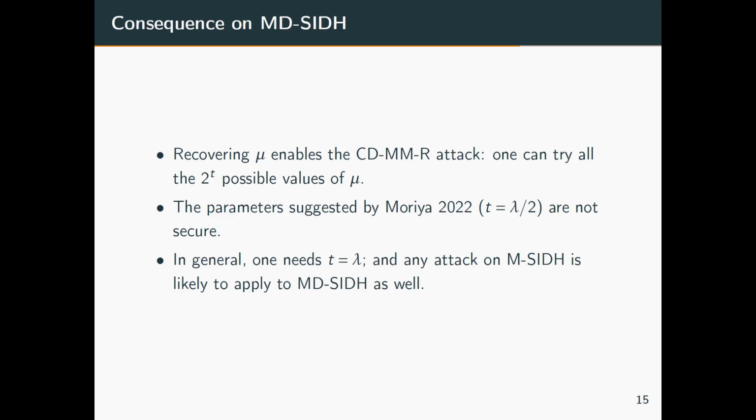And this also implies that you would need t to be lambda, like in the max torsion point case. You would need to set t equal to lambda. And recall that in the max degree case, you have exponents in the LIs. So this means the parameters will be larger compared to the parameters in the max torsion point case. So in general, one needs t to be lambda. And also, since we have done a reduction, any attack that applies to the max torsion point case is likely to apply to the other case as well.